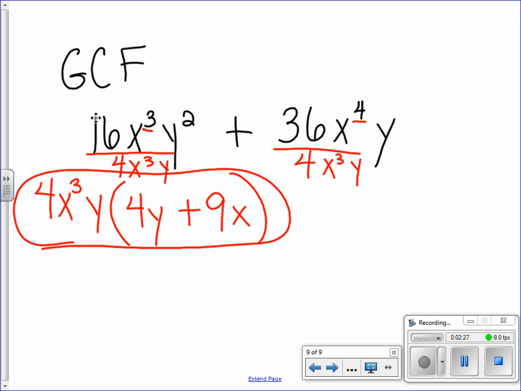Is this how they're going to be, or are they going to get a lot more complicated? They're going to get more complicated.